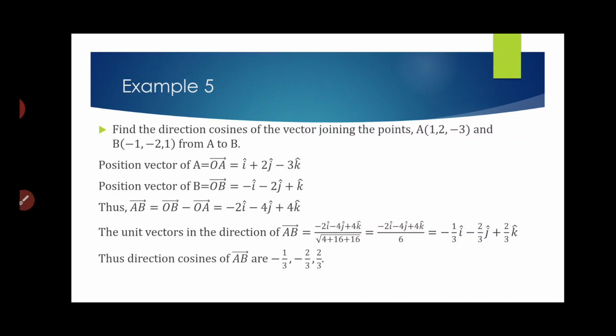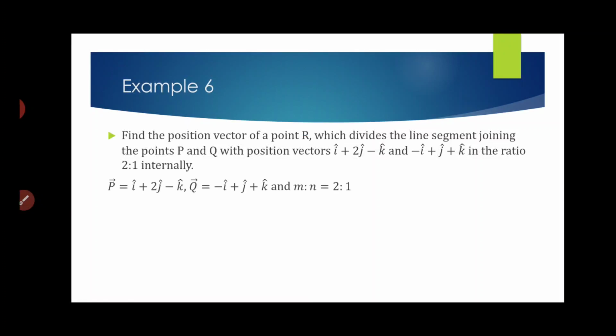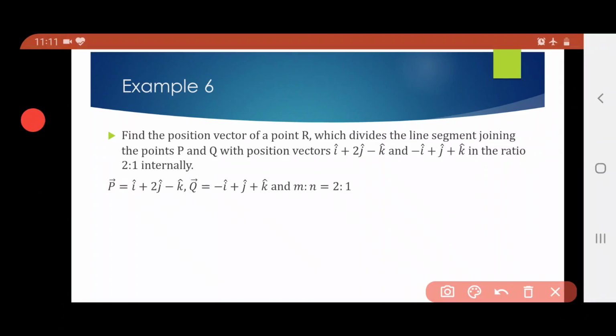Next, number 6. Find the position vector of a point R which divides the line segment joining the points P and Q with position vectors this and this in the ratio 2:1 internally. Now this is basically the idea of the section formula.